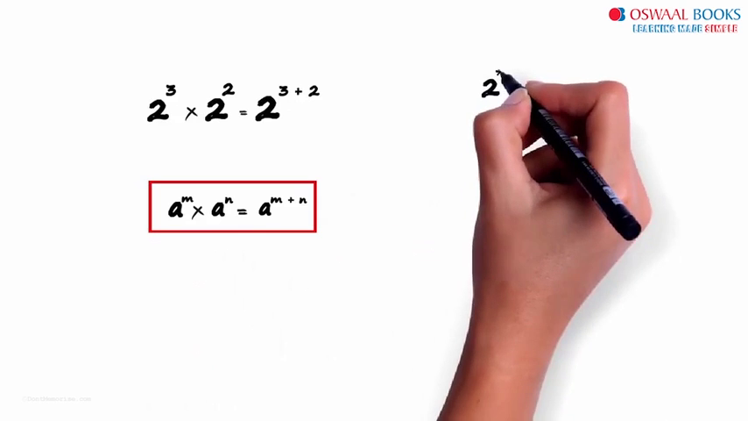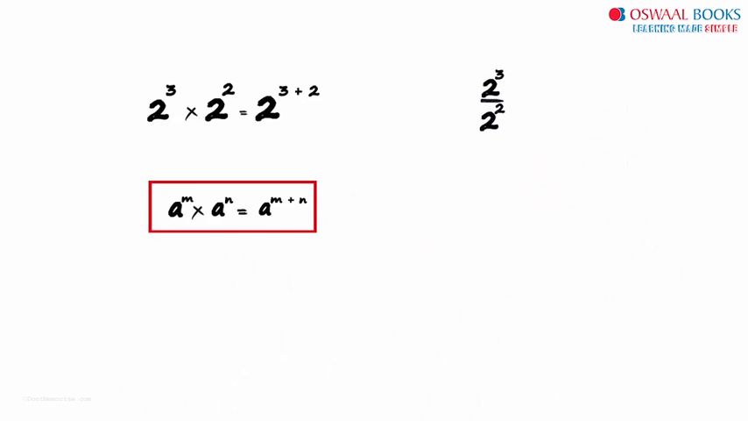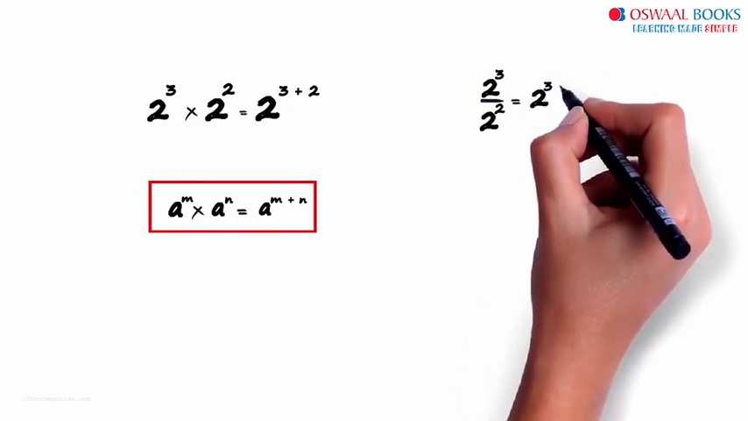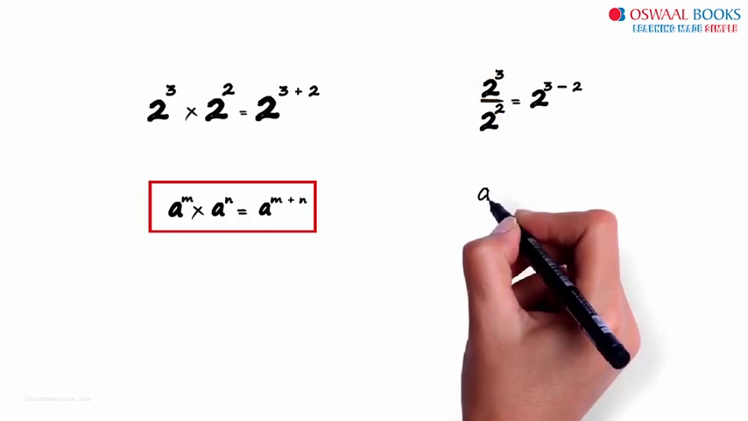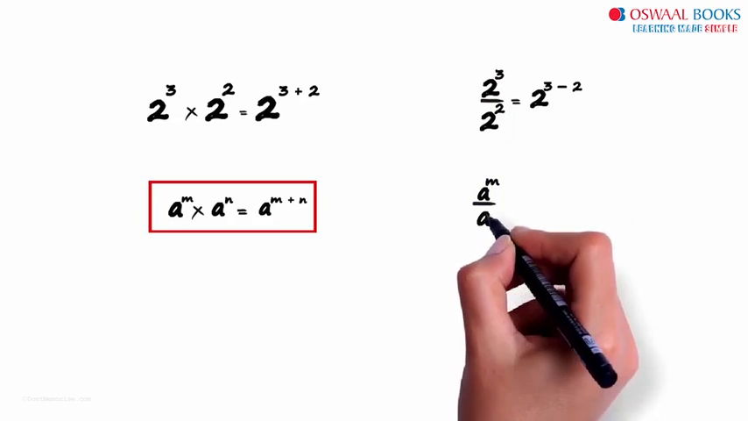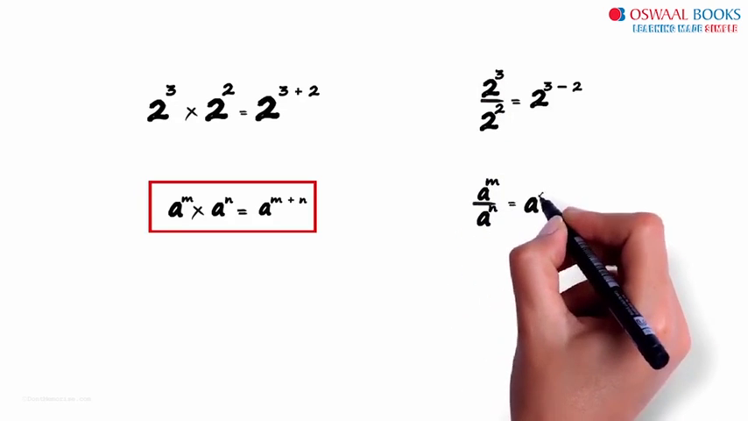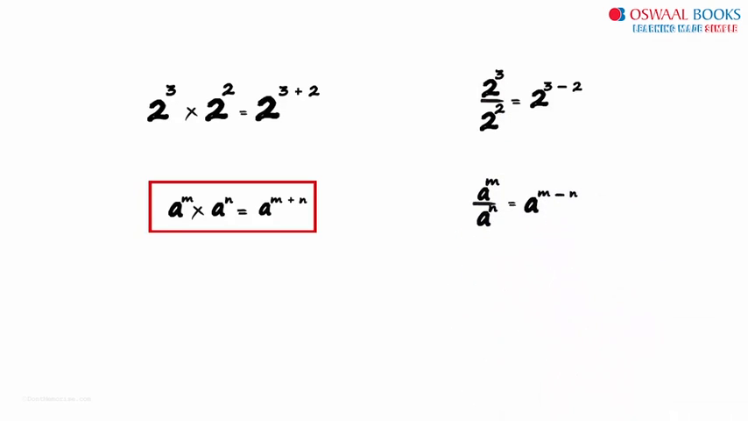2 raised to 3 divided by 2 raised to 2 equals 2 raised to 3 minus 2. Here too, the base was the same. The quotient law says that a raised to m divided by a raised to n will equal a raised to m minus n. The product law and the quotient law are the ones we will use most often. There are 2 more simple laws we need to understand.